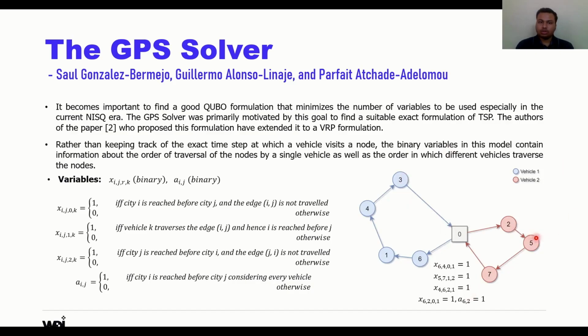We can see that vehicle 2 visits node 5 followed by node 7. So we can say x_57^12 will be 1. Now, between node 6 and node 2, how do we know which node is visited first? As I said a few moments ago, we'll follow the convention as in the paper. We'll assume that the vehicles with lower indices complete their journey first. So in this example, vehicle 1 completes its journey before vehicle 2. For this reason, we will say that x_62^01 will be 1 and a_62 will be 1.